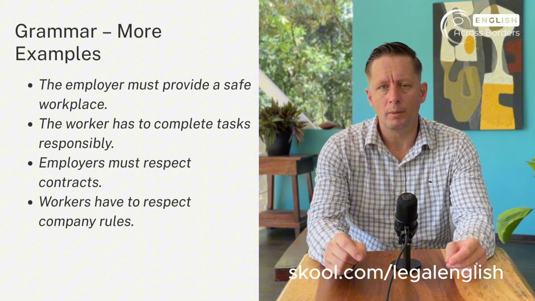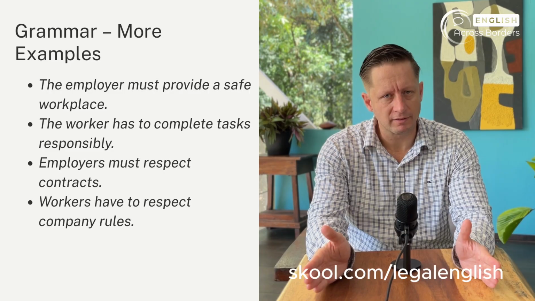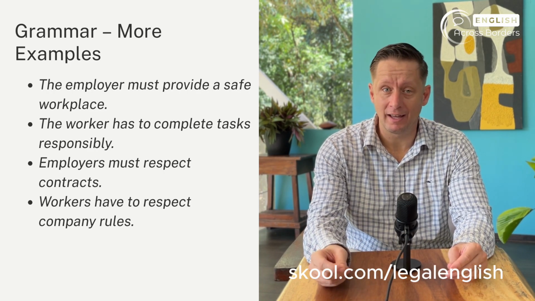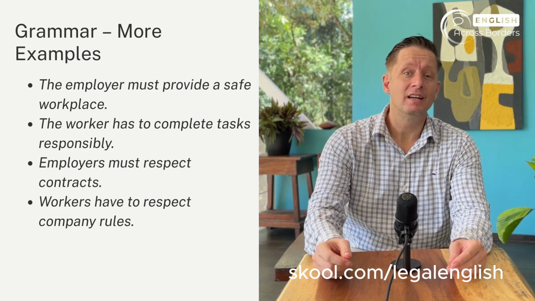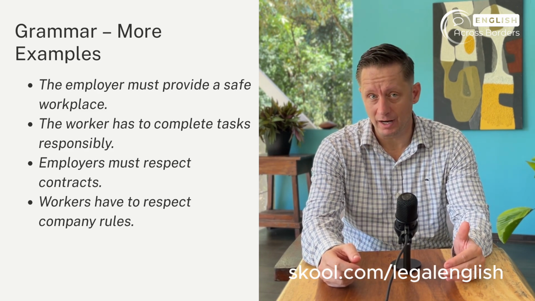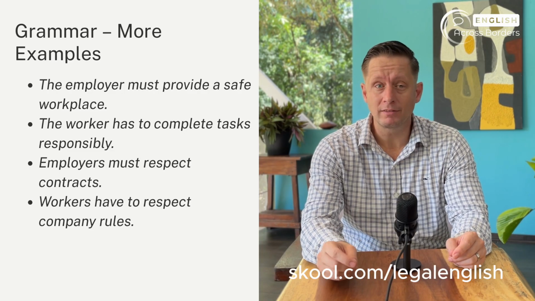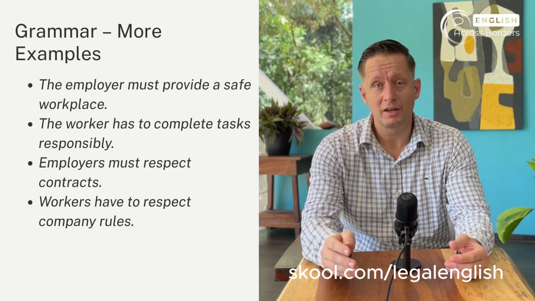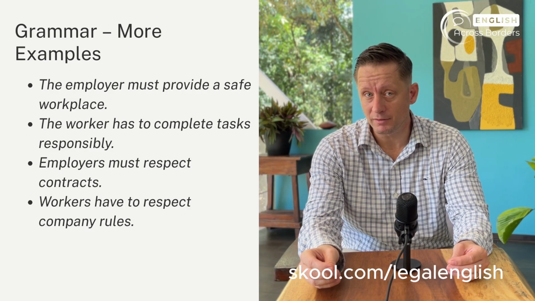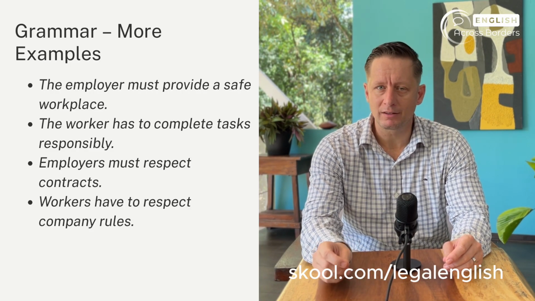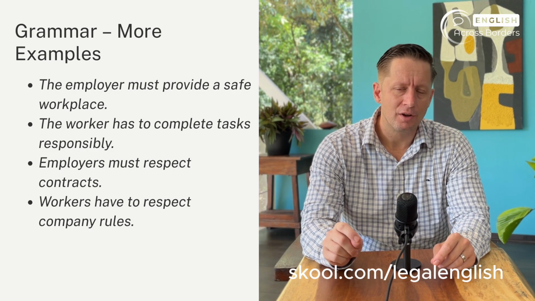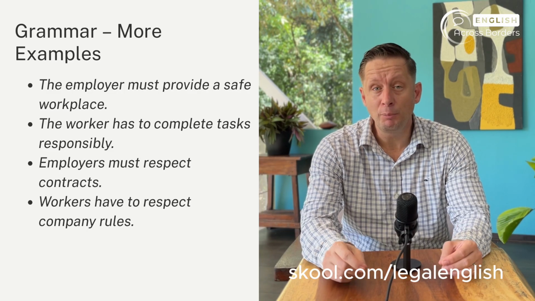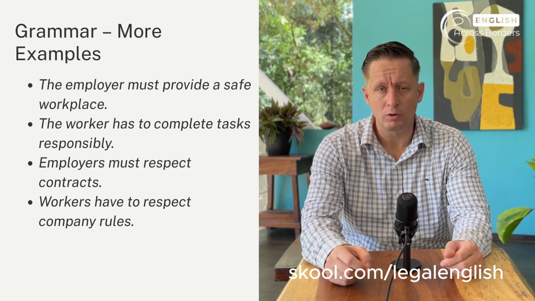The employer must provide a safe workplace. This is a legal duty. The worker has to complete tasks responsibly. This is a responsibility in the contract. Employers must respect contracts. This shows that the law requires employers to follow agreements. Workers have to respect company rules. This shows the responsibility of workers. Using must and have to helps you explain clearly what the law requires.